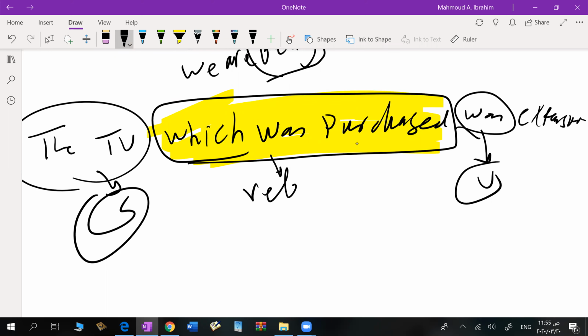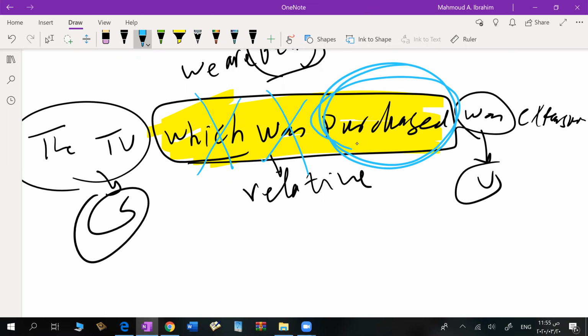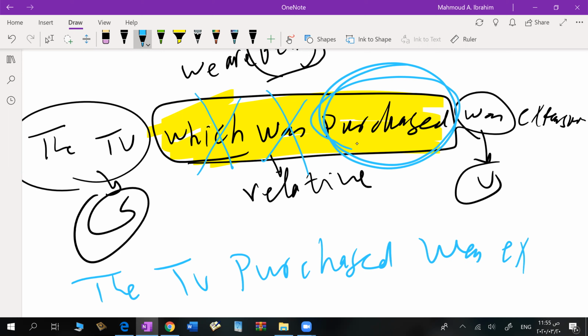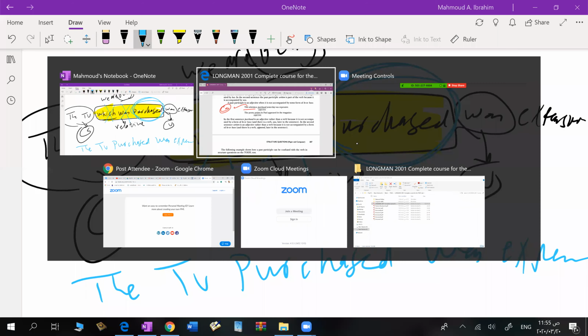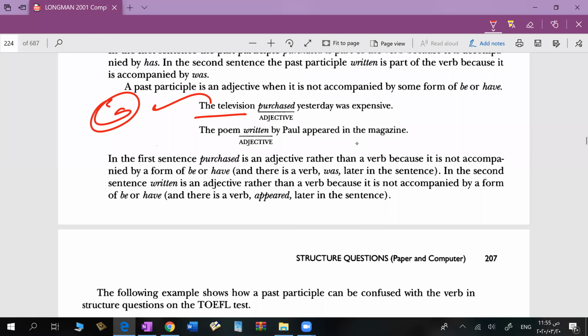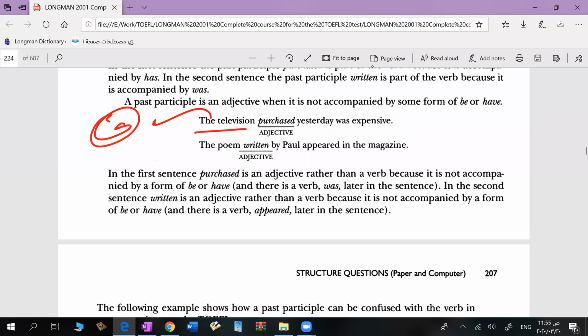This is a relative clause, and we can reduce this relative clause. We can make reduction. How can we reduce this relative clause? We have to delete which, delete was, and only keep what? The past participle. So we say the TV purchased was expensive. Got it? Is it clear? Yes. Does somebody have a problem? Okay, good.